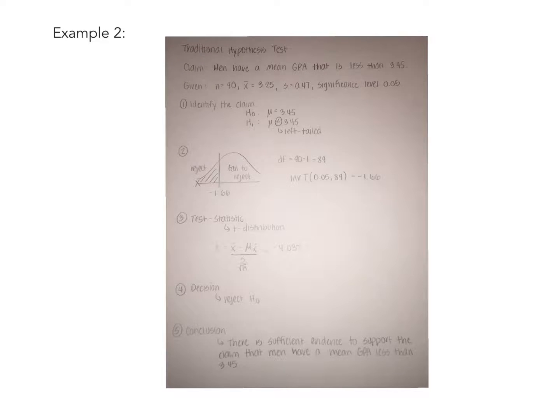When we solve for our critical value in step 2, we get negative 1.66. Solving for our test statistic in step 3, we get negative 4.037. This is in the reject zone, making our decision for step 4 to be reject H0. Therefore, our conclusion is the same as our previous example. There is sufficient evidence to support the claim that men have a mean GPA less than 3.45.